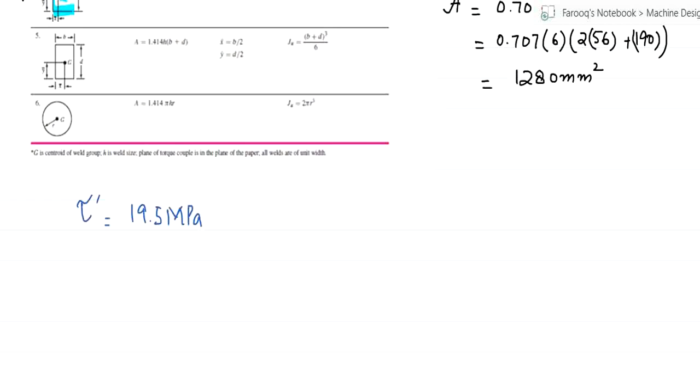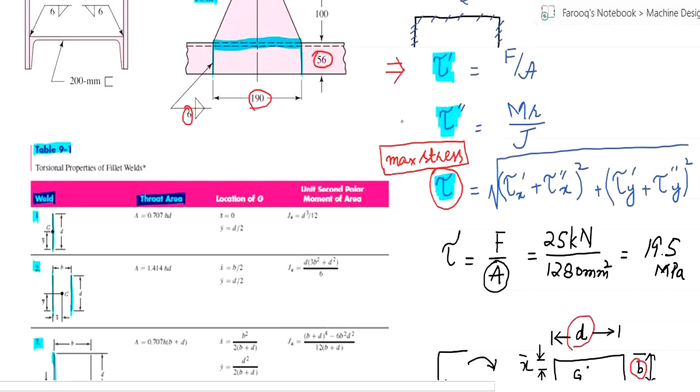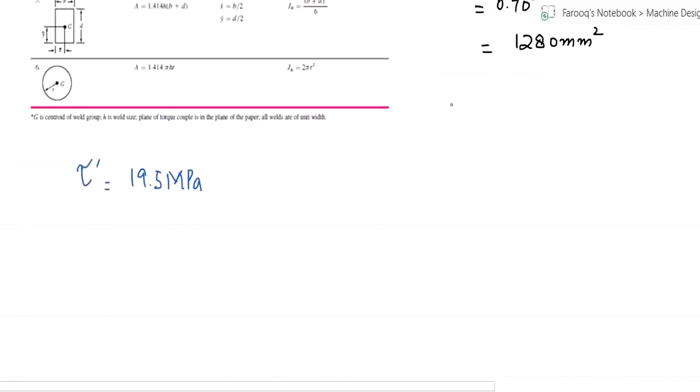Now we are going to find the secondary stress, and the formula for secondary stress is equal to MR over J. Secondary stress is equal to MR over J. So let's find out the value for moment.